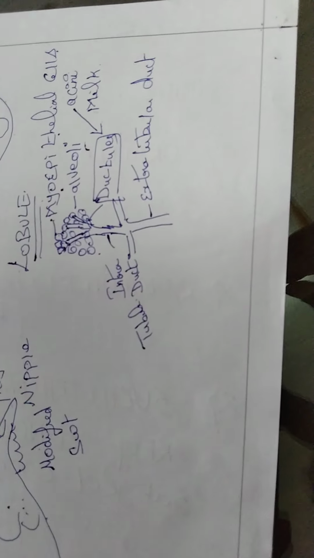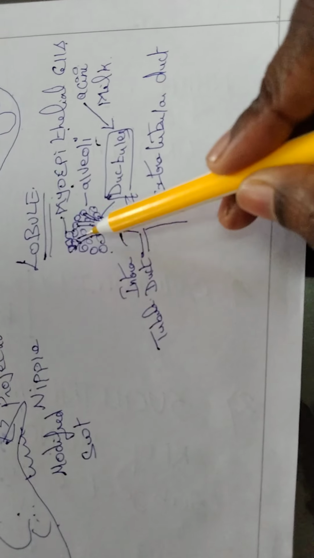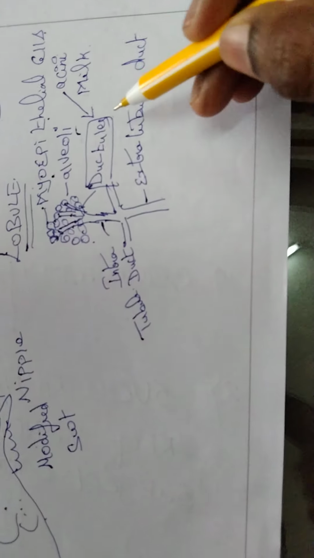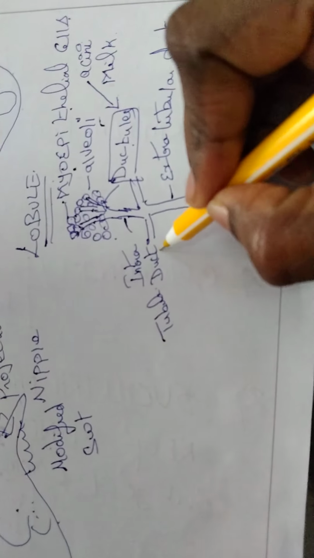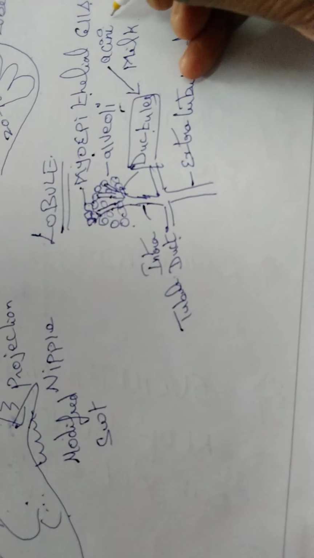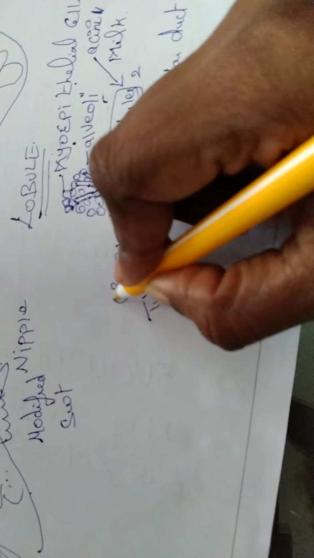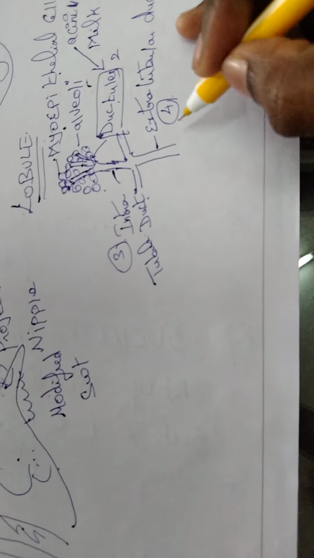Now just recall: from the myoepithelial cells the milk is secreted. The milk enters into small tubes called ductules. From the ductules it enters into the intratubular duct. So first is the acini, second is the ductule, third is the intratubular duct, fourth is the extratubular duct.